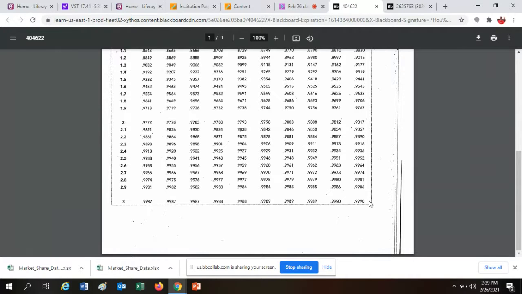3.09. Now, some other textbooks will go a little bit further, but what is the area from minus infinity to 3.09? It is 0.9990. 99.9% of the area is covered from minus infinity to there. So how much is beyond that? Well, 0.001.